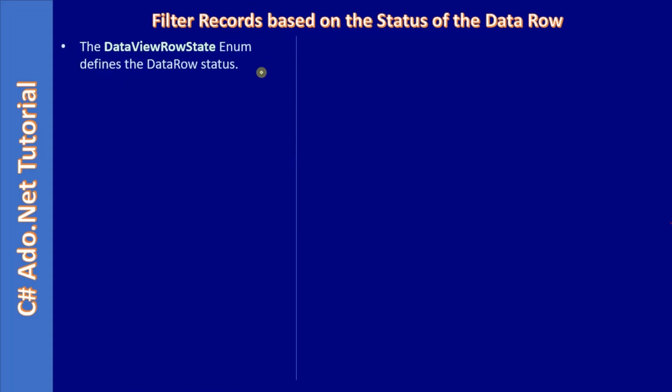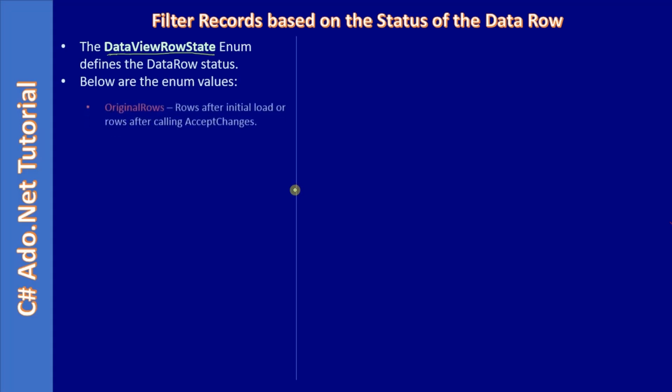The DataViewRowState enum defines data row status. So this enum defines multiple constants. By making use of those constants, we can fetch records based on its row status. So below are the enumeration values that can be accepted by the DataViewRowState enumeration.